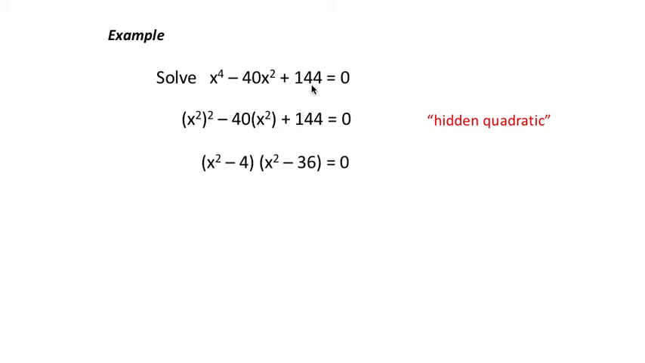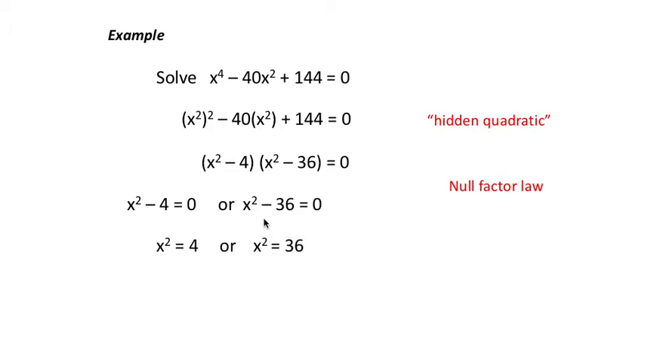So factors of 144 that add up to negative 40 are negative 4 and negative 36. Okay, from here there's two ways you could go. Using the null factor law, or the zero product property, either this one's 0 or that one's 0. So we get x squared minus 4 equals 0 or x squared minus 36 equals 0. So x squared equals 4 or 36, so x equals plus or minus 2 or plus or minus 6.